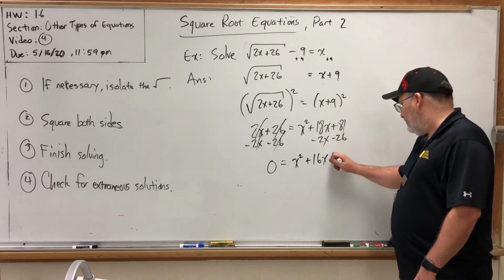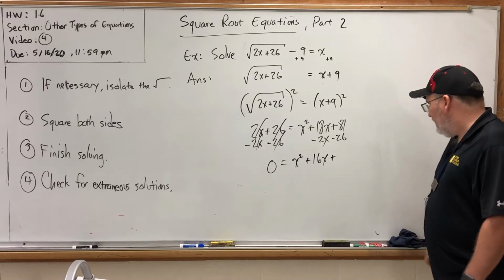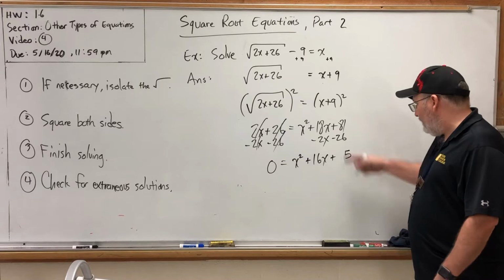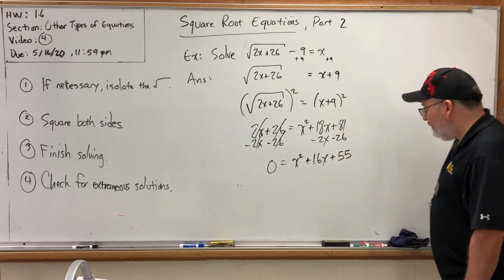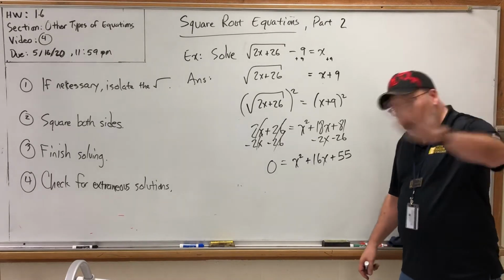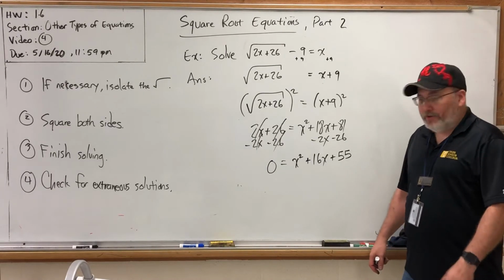18 minus 26 is positive... See, 11 minus 6 is 5. I have to borrow 1 from the 8 and make it a 7. 7 minus 2 is 5. And we get x squared plus 16x plus 55. And you are more than welcome to bring out the quadratic formula.